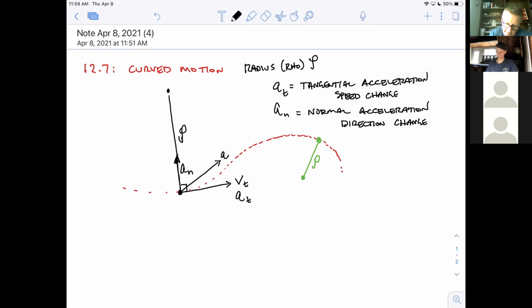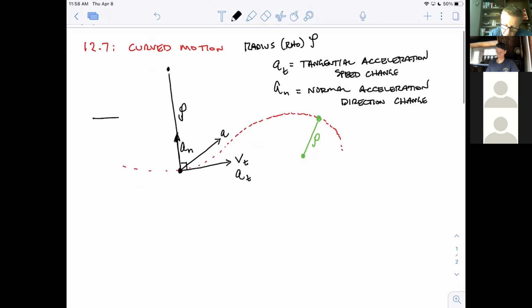So maybe I'll add over here, if VT was, or if AT was going this direction and you moved them head to tail so that AN was going this direction, then your actual overall acceleration. I don't like questions that actually ask you for just the acceleration. If your problem asks you for acceleration, it wants you to find both AN and AT and then do Pythagorean theorem on them.